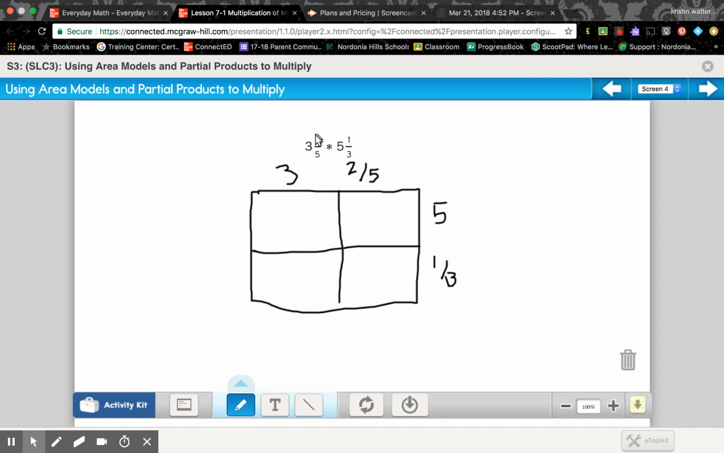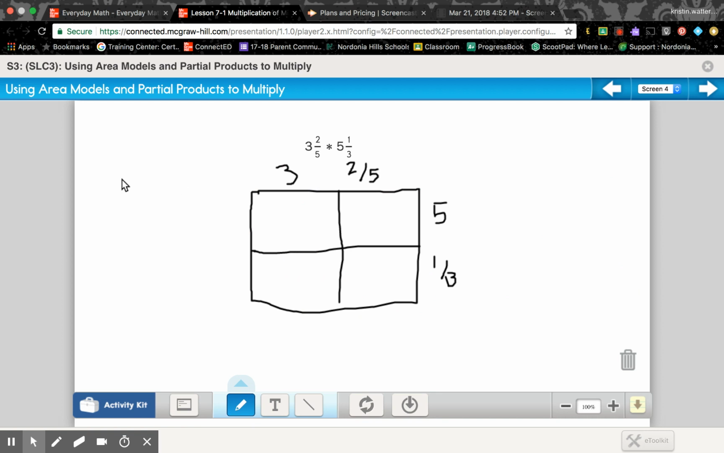Okay, so notice 3 and 2/5 is my factor. That's what's on top. 5 and 1/3 is my second factor. That's what's on the side. Okay, so that's what you need to make sure you're doing. If you mix them up and put 3 and 1/3 instead, and 5 2/5 instead, you will get the completely wrong answer. So it's very important to just get in the habit of putting your first factor on top, your second factor on the side.